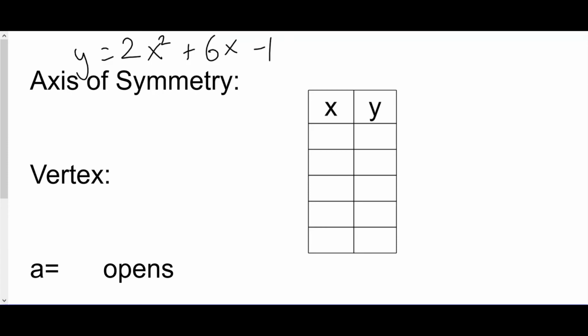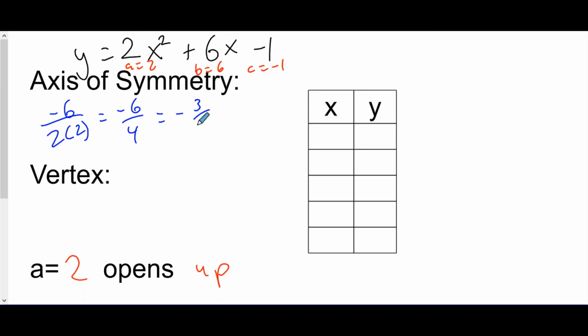All right, my last example here. Want to note what A, B, and C are. A is going to be 2, B is 6, and C is -1. I'll go ahead and fill out that I know A is 2, which means it's going to open up. Let's find our axis of symmetry. Negative B, so -6 over 2A, 2 times 2. That's going to be -6 divided by 4, which reduces to -3/2. So x is going to be a fraction this time, -3/2.